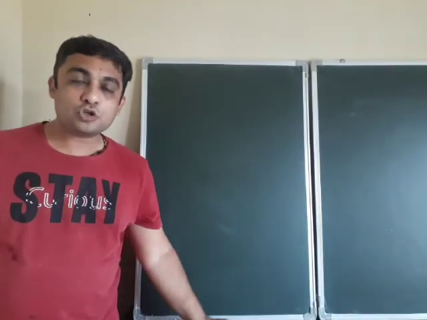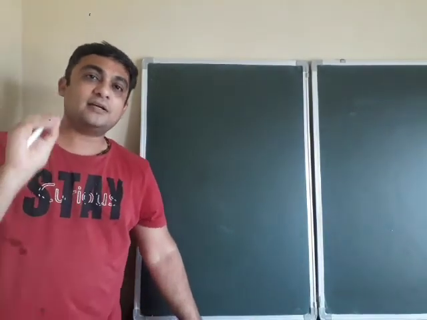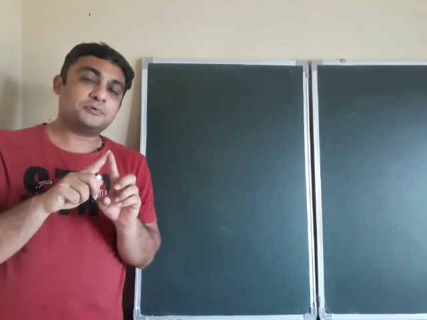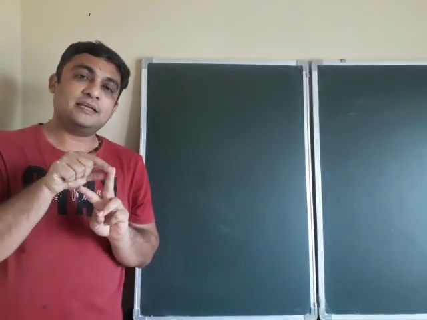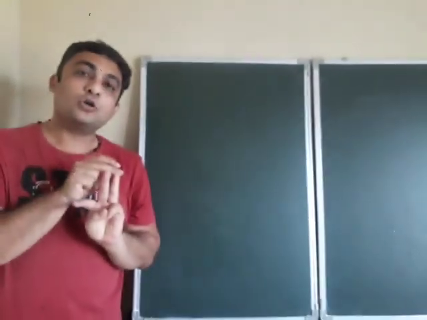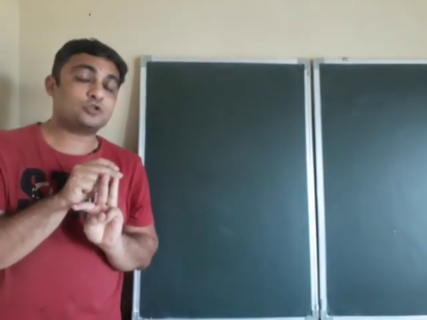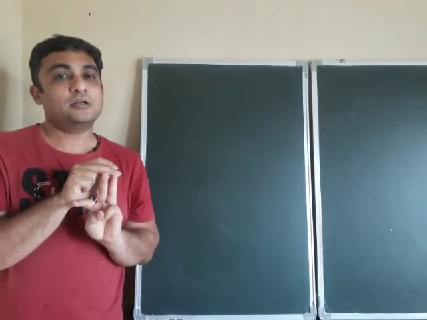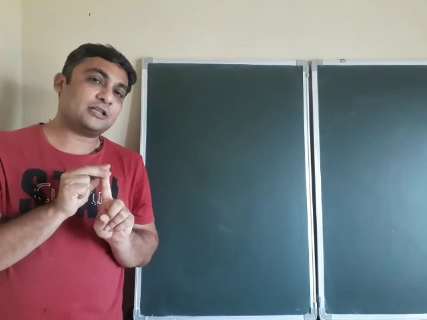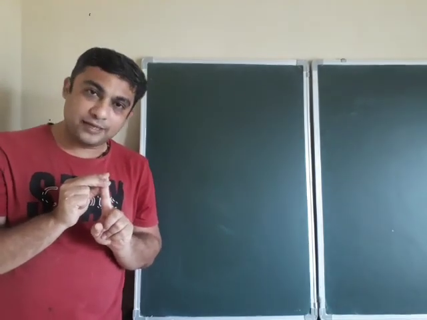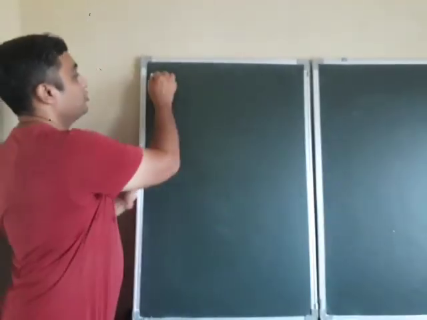To find the solutions analytically, we have three methods. Number one is the substitution method, second is the elimination method, and third is the cross multiplication method, which is also popularly known as Cramer's method. So in the first lecture we shall learn the method of substitution. Are all of you ready for that? So see the method of substitution.